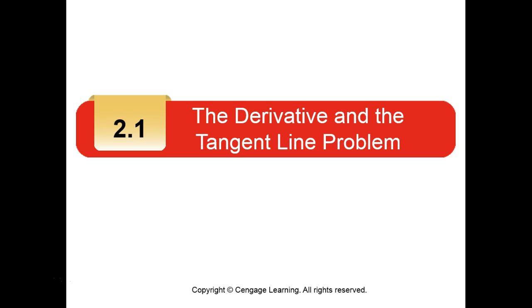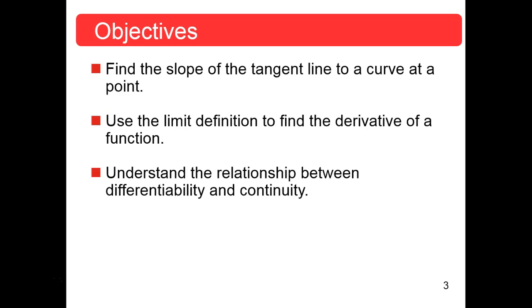2.1 is talking about the derivative and the tangent line problem, and if some of this looks familiar, it ought to, because we were talking about this before with limits, but now we're doing the derivative and the tangent line problem. Here are the objectives for this section.